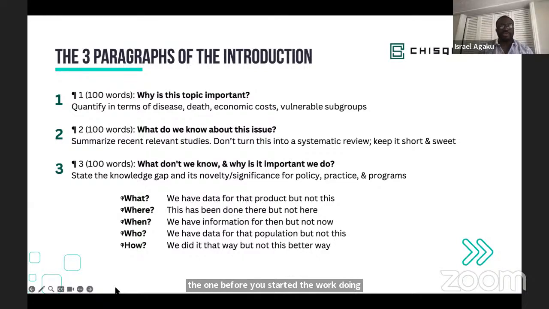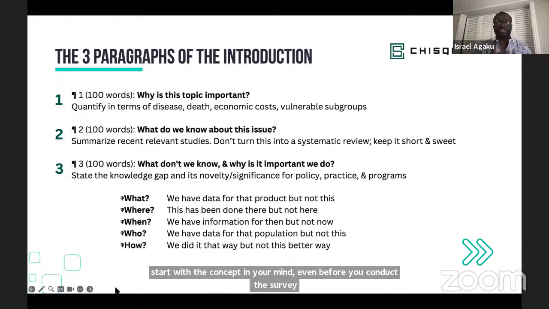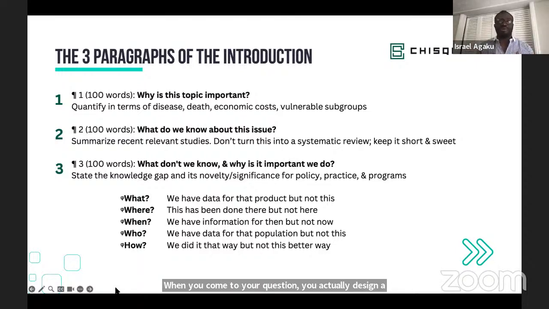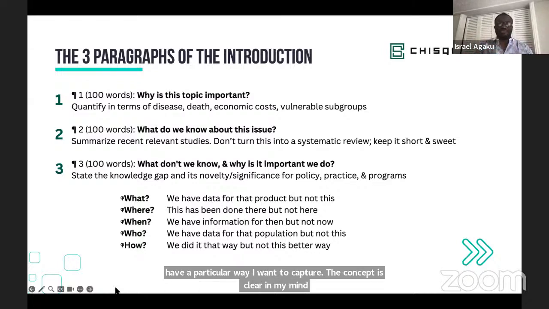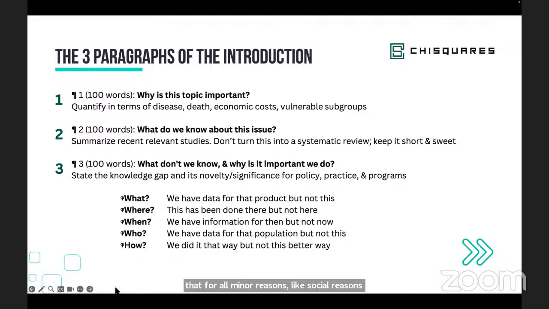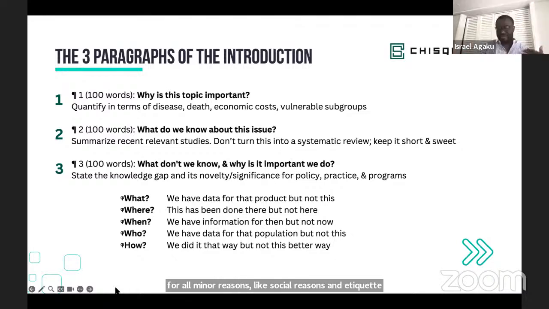All right, thanks. So we don't want to separate them as if they are night and day. They go together. You start with the concept in your mind, even before you conduct the survey. When you come to design a questionnaire, you already have a conceptual framework in your mind, right? Let's say I want to ask whether participants have an STD. I have a particular way I want to capture it. The concept is clear in my mind, but for all manner of reasons, like social reasons and etiquette, I may have to frame the question in a way that is a bit different to get at that, right?